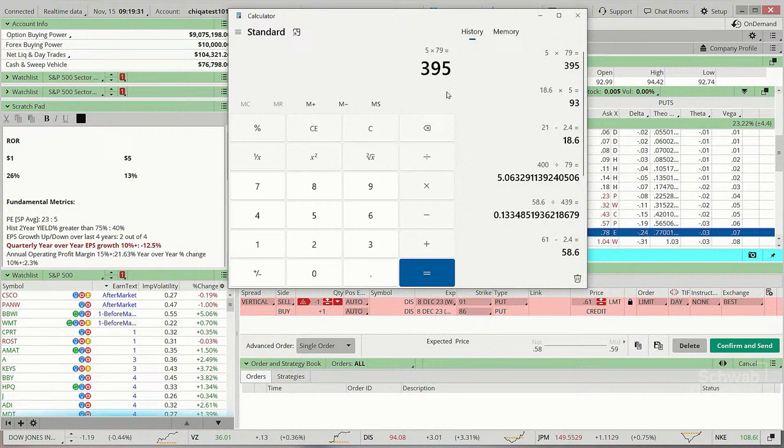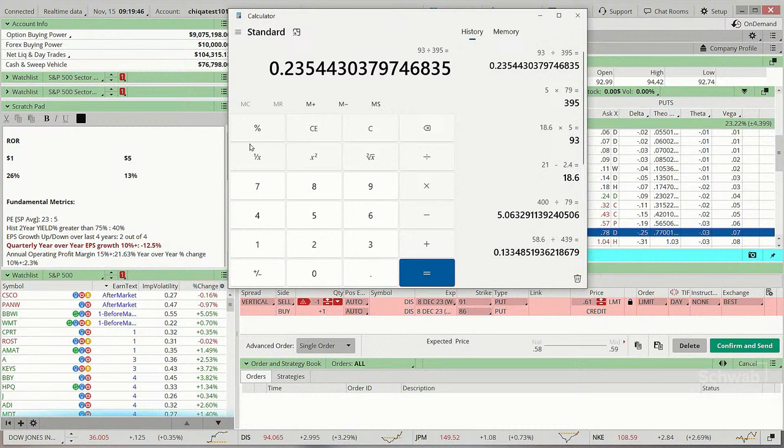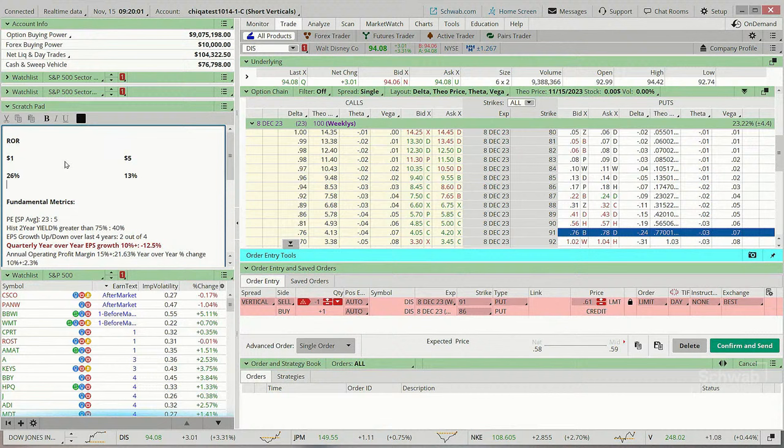So I'm going to take our total credit then of 93 and divide it by the 395. So 93 divided by 395 is giving us our after transaction fees return, and it's sitting here at 23. So this one takes a little bit of a hit, but it's still significantly higher than this one. So that's going to be 23.5. I'm just going to put it over there at 23. So this drops down to 23% after transaction fees.